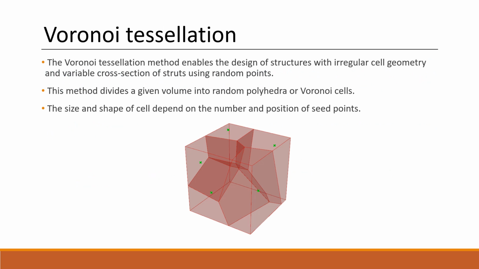The next slide is Voronoi tessellation. It enables the design of structures with a regular cell geometry and variable cross-section of struts using random points. This method divides a given volume into Voronoi cells, as shown in the figure below. Five random points equal five Voronoi cells. The size and shape of cells depend on the number and position of seed points.